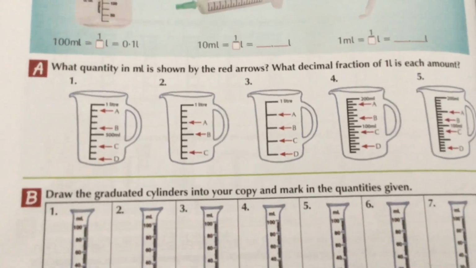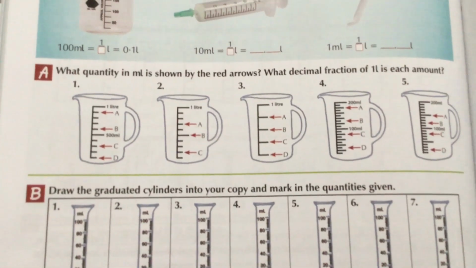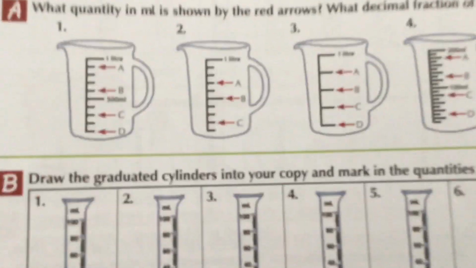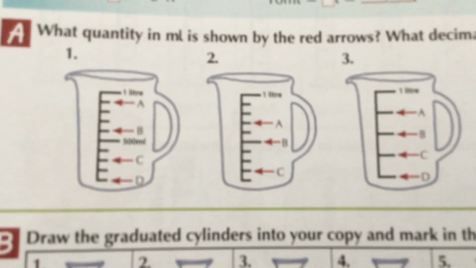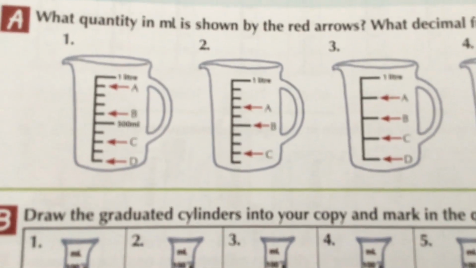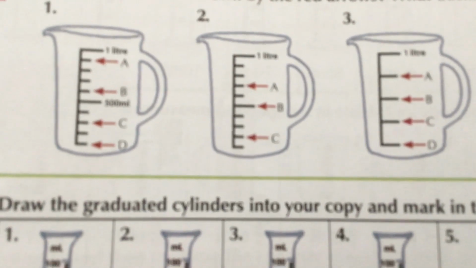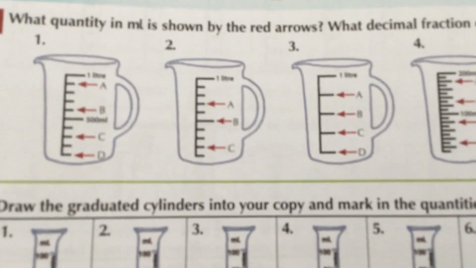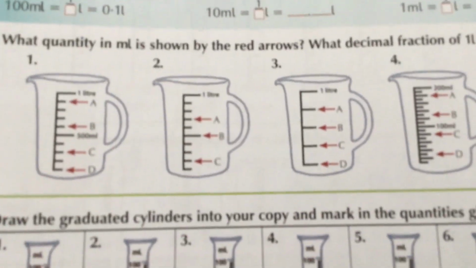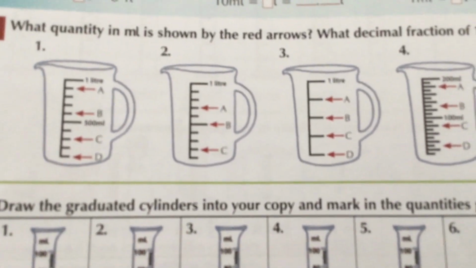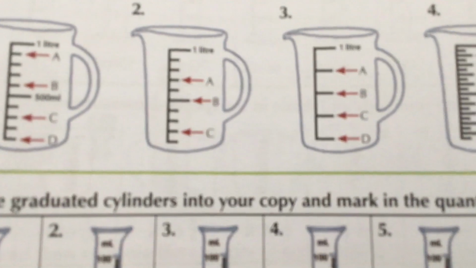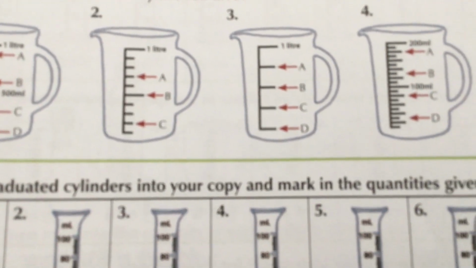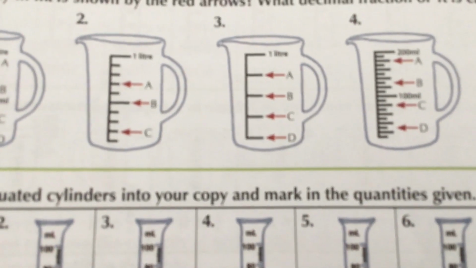Now, what quantity in millilitres is shown by the red arrows? What decimal fraction of a litre is each amount? So we have it there. So guys, you just have to write the answers. A equals, B equals, C equals, D equals in number 1, and we're expressing it as a decimal fraction. So if you want to express it as a fraction and convert it to a decimal, perfect. Then the next one, 2, again, we have just A, B, C this time. And then in number 3, we have A, B, C, D.